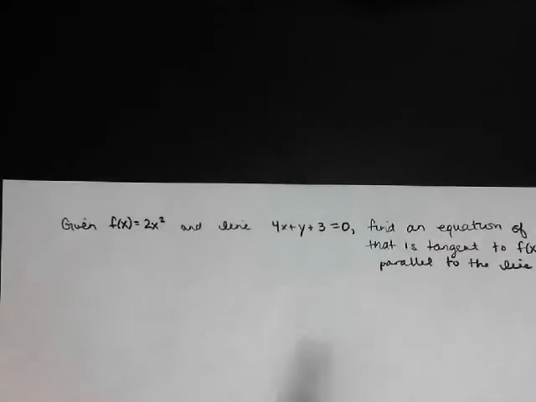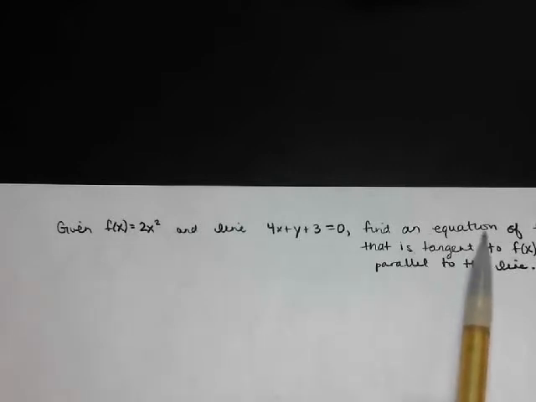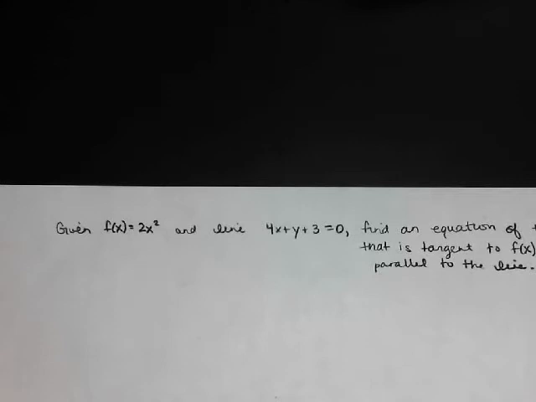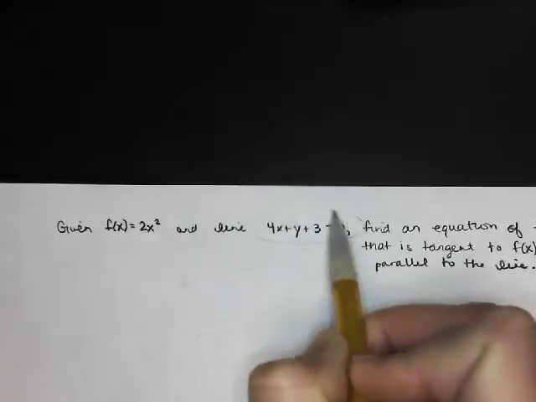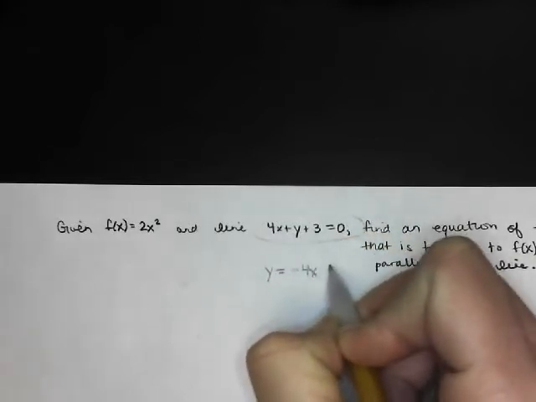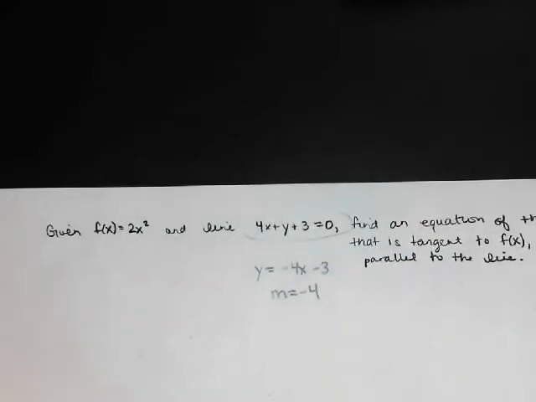This next one at the top just gives us a regular quadratic function and a random line. Find an equation of the line, or there is a line that is tangent to this graph, but also parallel to this one. So we want to figure out what the slope is of this one. If we solve this for y, we're going to get negative 4x minus 3. So this has a slope of negative 4. So we want our line to be tangent to this graph, but with this slope.